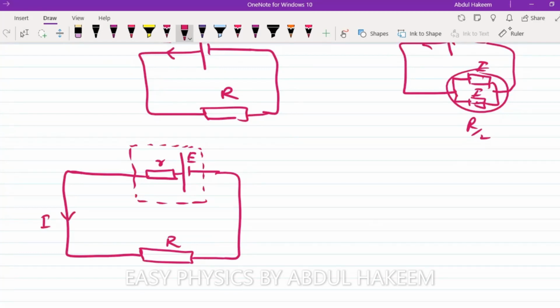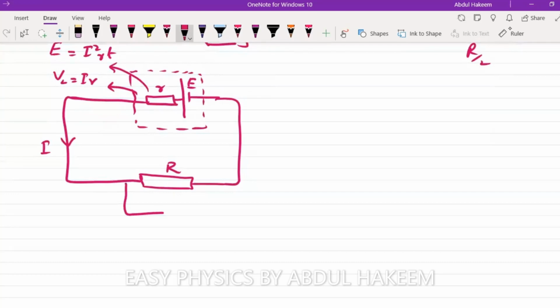Now, due to the current, energy is lost here. What is the energy? E is equal to I square RT. This is the energy lost here. Potential is lost here. The potential lost is equal to IR. And the voltage provided to this resistor is not EMF; this voltage is equal to EMF minus IR.